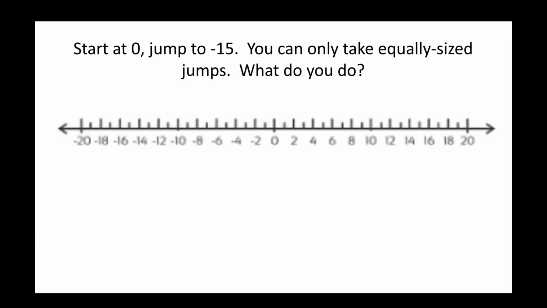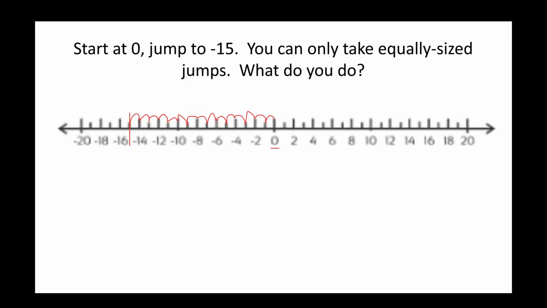Let's say that you are starting at 0, but now you have to get to negative 15. Once again, you're only allowed to take equally sized jumps. What do? Well, we can just go the other direction. Take 15 jumps, each covering negative 1 steps. We have to say negative 1 because the direction matters. We're now going to the left into the negatives.